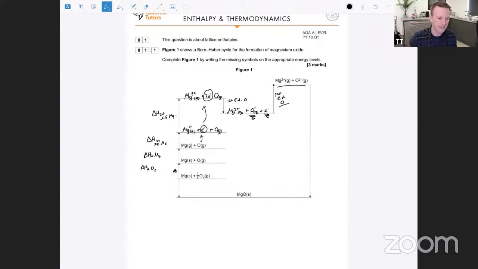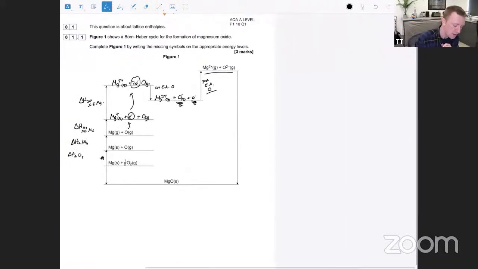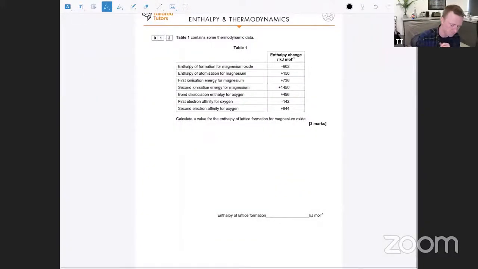Okay. Solutions and hydrations, they do suck, Jake. We are going to talk about those before we finish up. Time is rolling on, ladies and gentlemen. So all I'm going to do here is ask you to calculate the value for the enthalpy lattice formation, this time, of magnesium oxide.